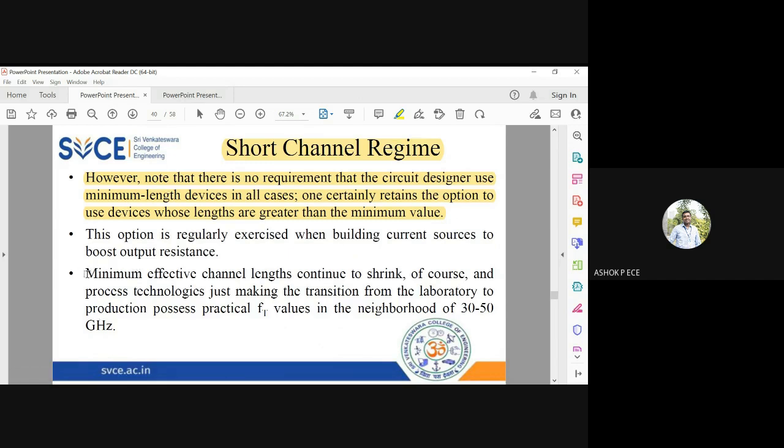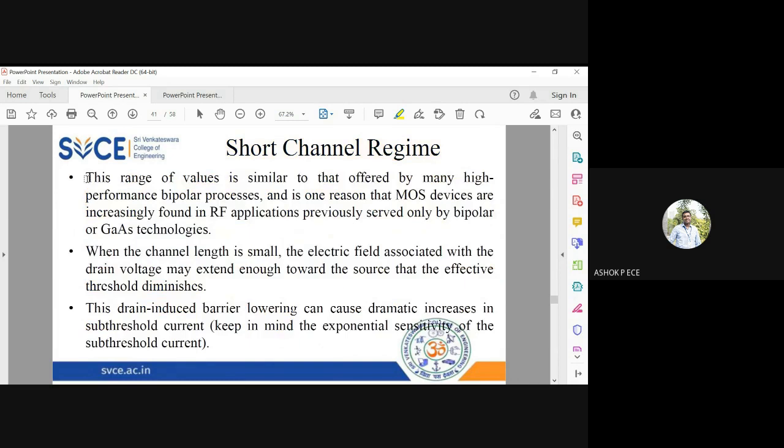The minimum effective channel length keeps on shrinking, of course. As the application and the technology grow, the channel length keeps on reducing, which makes things difficult for us. Reducing channel length will shift your threshold frequency to 30 to 50 gigahertz, enabling high frequency operation of your device. This value is offered by many high performance bipolar processes, and that is why, when you compare BJT and MOSFET, MOSFET devices are used mostly in RF applications, which were previously served only by bipolar devices.